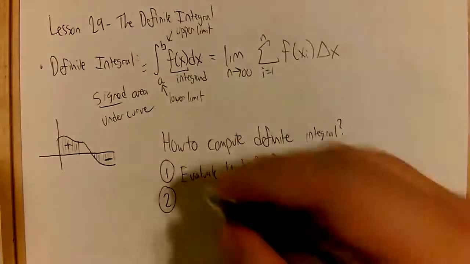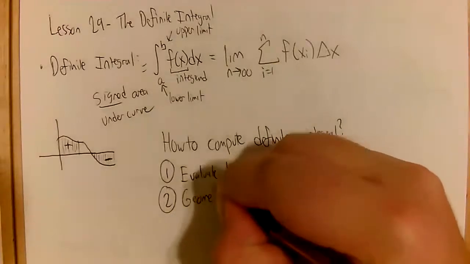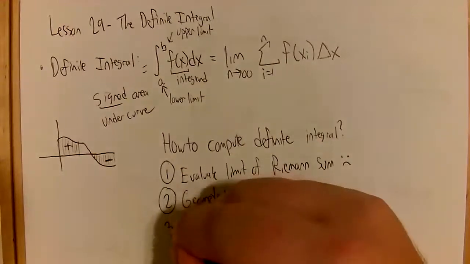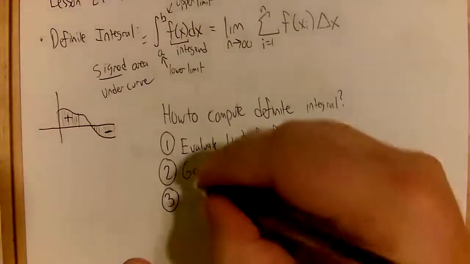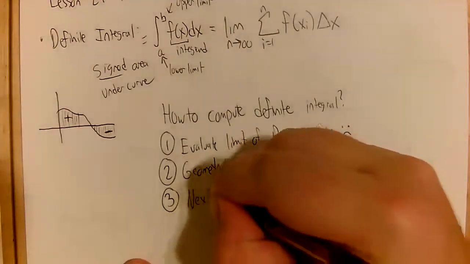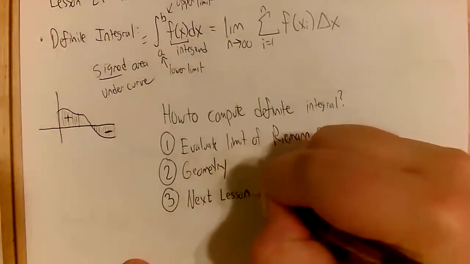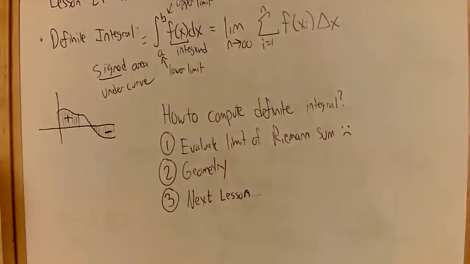Another way we can do a definite integral is through geometry. We also saw an example of that last class, where we found the area under a line by using the area formulas for a triangle and a rectangle. So we could use geometry in these cases. And then the final way, and probably the way we're going to do this most often, we'll have to wait till next lesson. Next lesson, lesson 30, is very important because we'll learn probably the most effective way of computing these definite integrals.